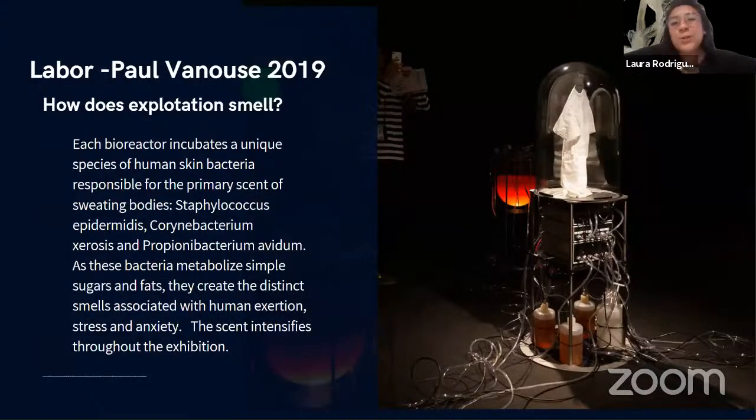And also how you smell, and how other people smell, depends on the bacteria that live in your body. Sometimes when you move to another country, your smell changes because now there is a different climate and you have different bacteria. So he asked the question, how do people working in slavery smell like? So he collected samples from people's skin and grew them in the petri dish with a lot of media and identified what were the most common bacteria that make a smell. And he found three: Staphylococcus epidermidis, Corynebacterium xerosis, Propionibacterium avidum.